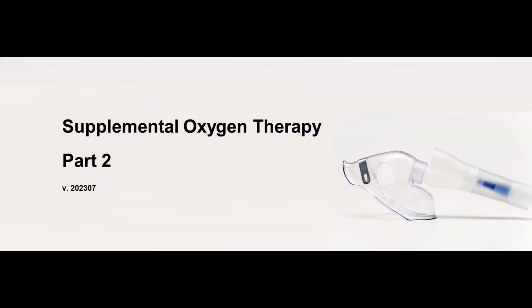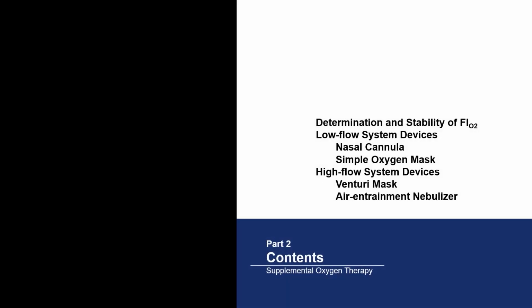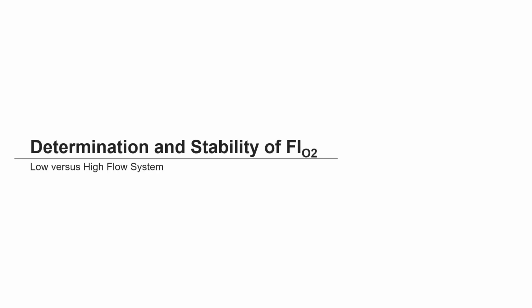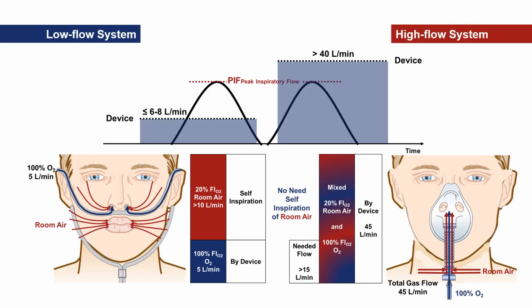This note is the second part of the supplemental oxygen therapy, which is about the determination and stability of FiO2 in the low-flow system and high-flow system. The low-flow system devices include the nasal cannula and simple oxygen mask, and the high-flow system devices include the Venturi Mask and Air-entrainment Nebulizer. In the implementation of supplemental oxygen therapy, determining and maintaining stable FiO2 according to the device is an important clinical issue. As explained in Part 1, there are differences between the low-flow system and the high-flow system as follows.